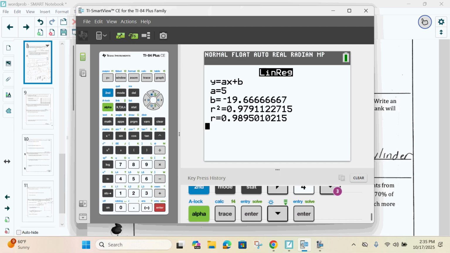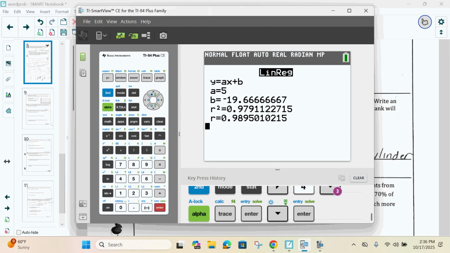That R right there, the bottom R, 0.989. Does anybody take stats this year? Okay, what's the R, Kyle? It's the correlation coefficient. Very good. You want to explain what it means? It means how accurate your line of best fit is. So if it's closer to 1, it shows a strong positive correlation. And if it's close to -1, it shows a strong negative correlation.